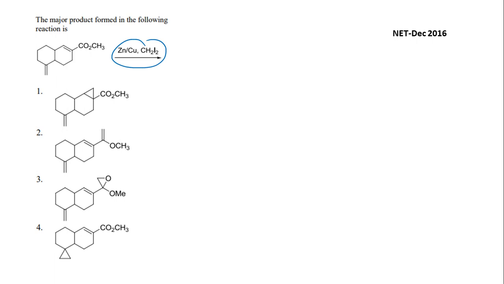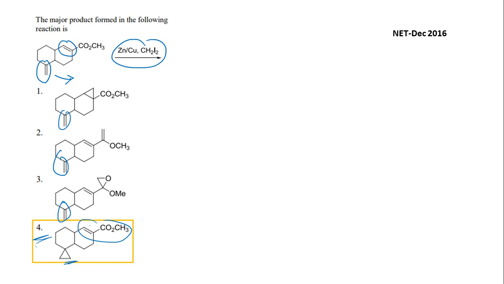Again Simmons-Smith reaction, which is clear from this reagent combination, zinc-copper couple, CH2Cl2. Now in this case we have two types of C=C double bond. Among these two types of C=C double bond, this one is more electron rich. So cyclopropanation will take place here. Fine. So see, in the first three options this is intact. Only in the last option there is cyclopropanation. This part is intact. So this should be the correct option.